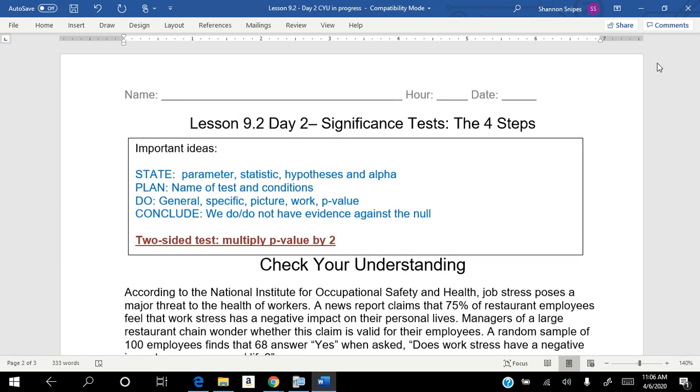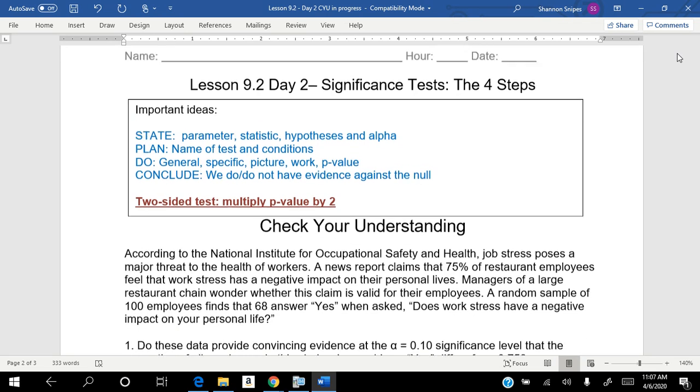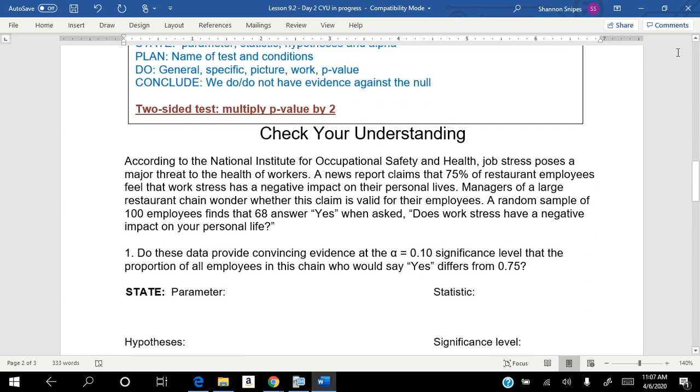So what we're looking at today is something called a two-sided test. When we're doing the four steps, we're going to go over the four steps, and then we're going to also talk about what a two-sided test is. And that is when our alternative is going to have two sides, which means when we shade our picture, we're going to be looking at two shaded regions instead of one. All right, so let's do a problem.